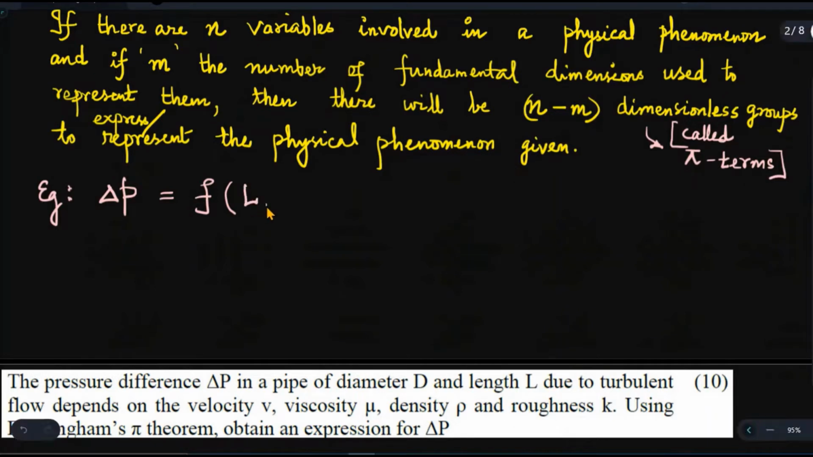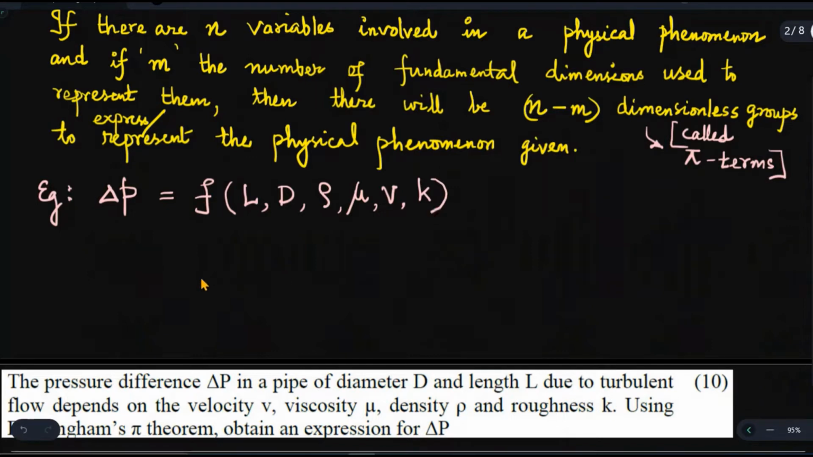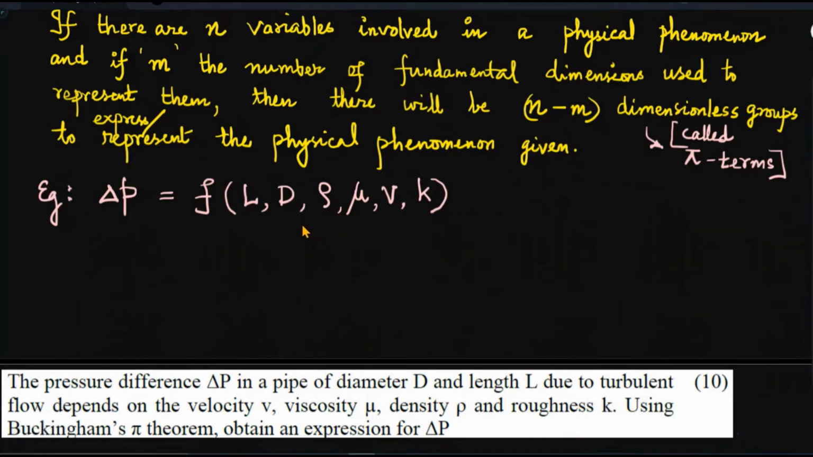length of the pipe, diameter, then density, then viscosity, then you have flow velocity, say V, average flow velocity through the pipeline, and then the pipe roughness, surface roughness, denoted by epsilon, or the letter, say, small k, pipe roughness. Okay, so these are the variables on which the pressure drop in the pipe, occurring in the turbulent flow case through the pipeline, depends.